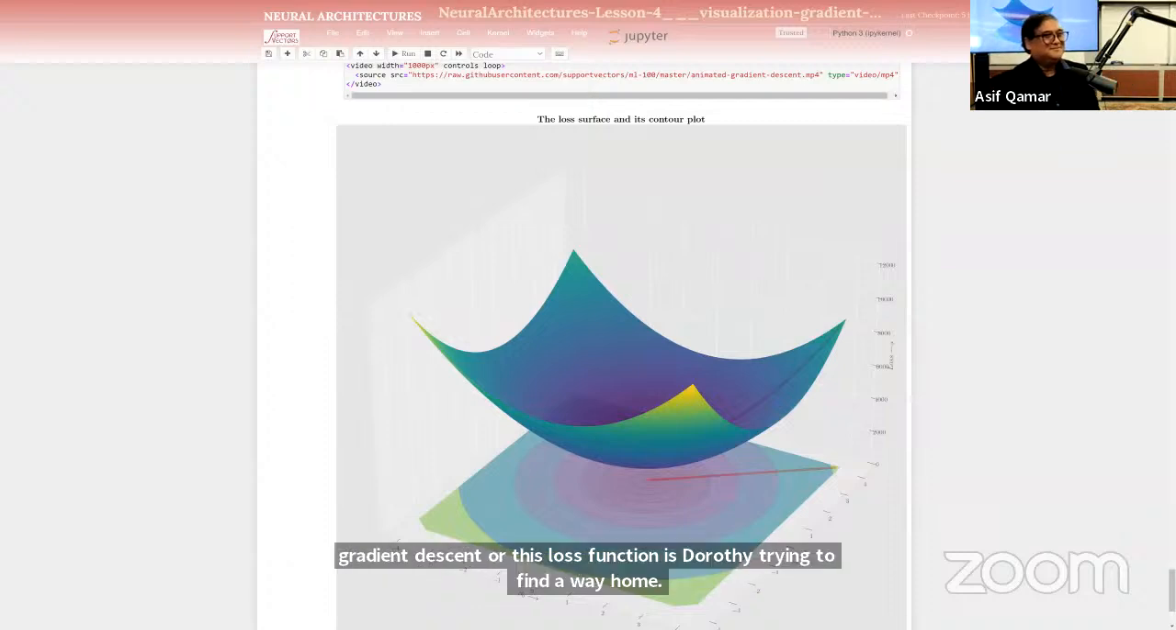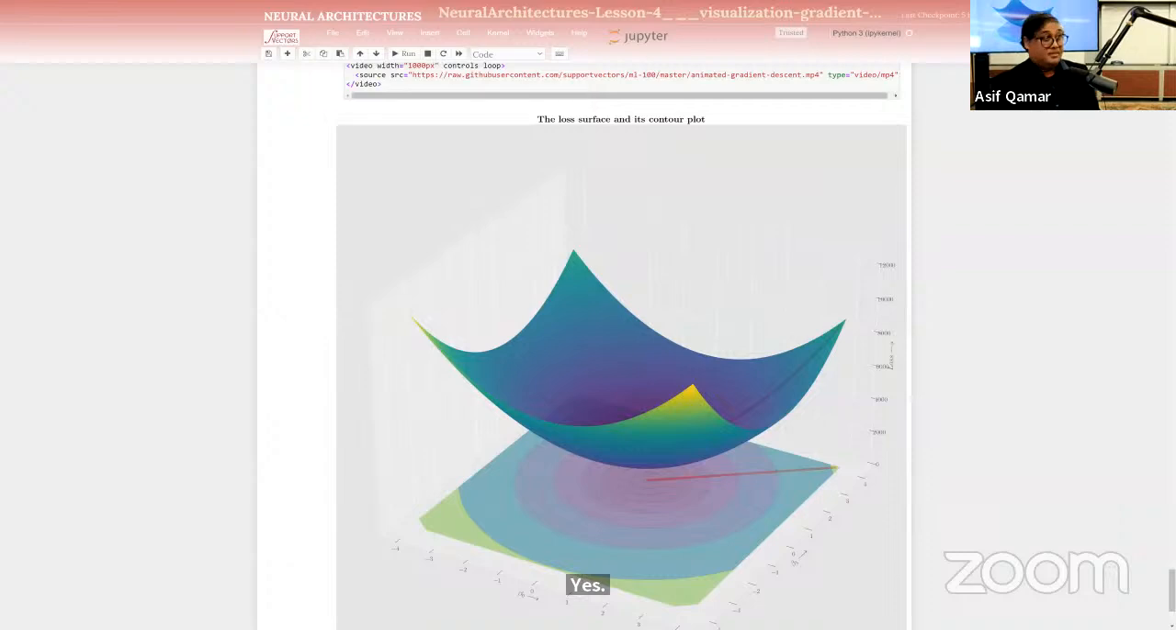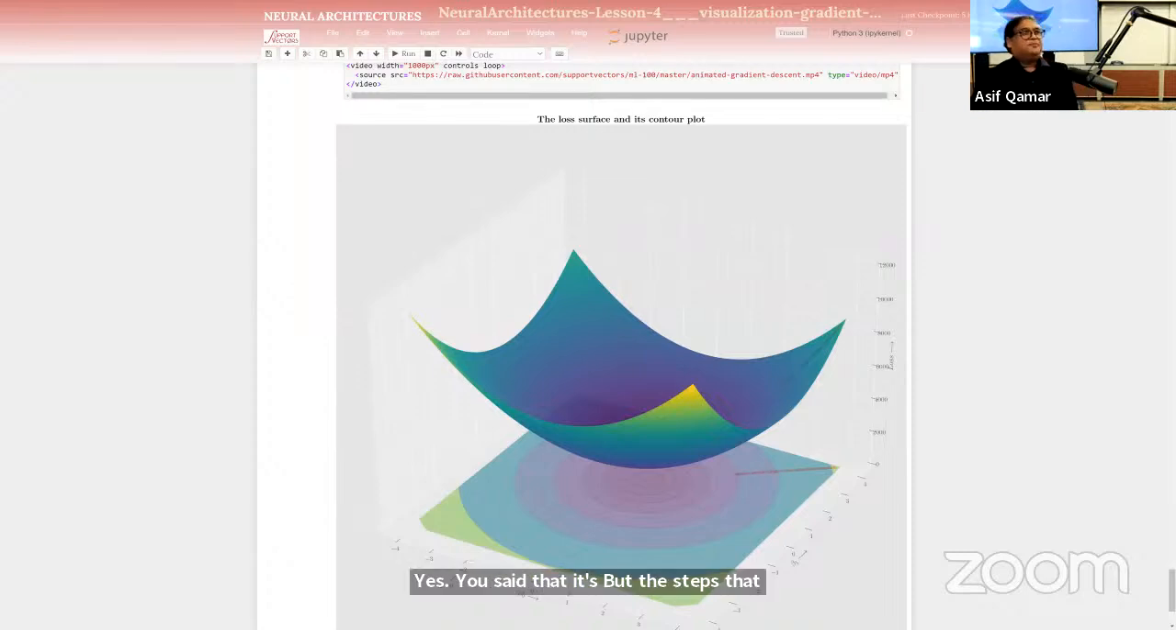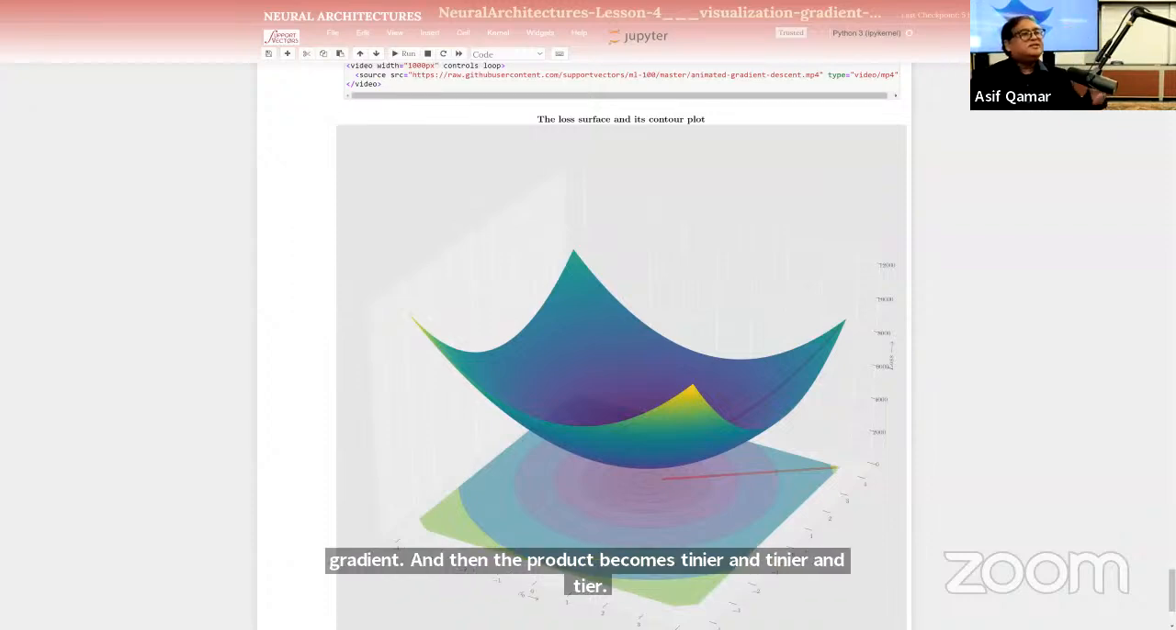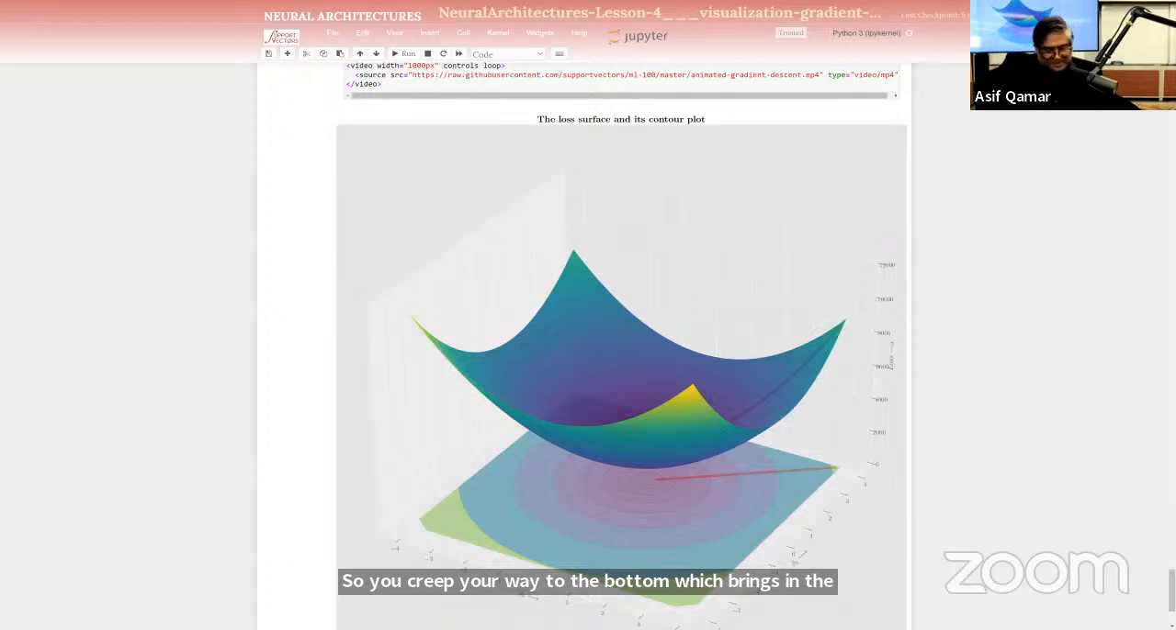You said that it slows down as you come closer to home. But the steps that the ant is taking are always the same. No. What happens is that you have a learning rate, but you multiply it by the gradient, and then the product becomes tinier and tinier. So you creep your way to the bottom, which brings in the whole technology in neural networks and machine learning called the learning rate scheduler. When should you take bigger steps and when should you take smaller steps? There are many, many schedulers that you will learn about in the optimizers.